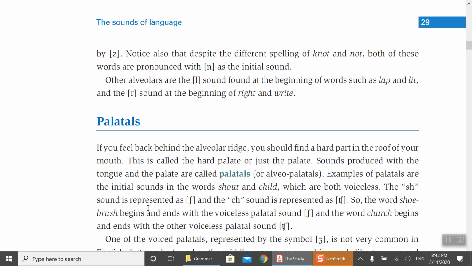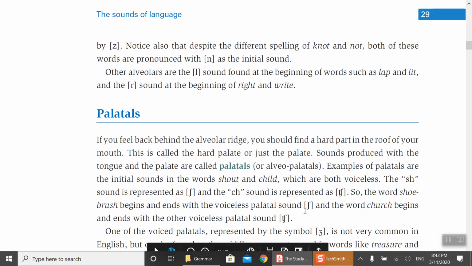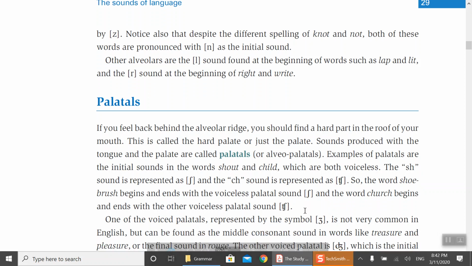Examples of them, what? The initial sounds in the words shout and child, which are both voiceless. The sh sound, this is the symbol of sh, and the ch, this is the symbol of the ch sound. So the word shoe or brush begins and ends with a voiceless palatal sound sh, and the word church begins and ends with the other voiceless palatal sound ch.